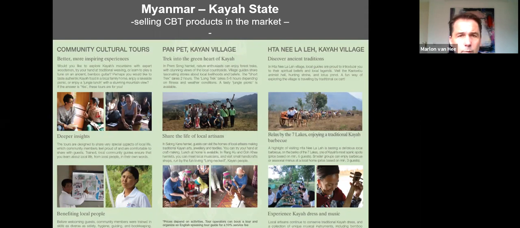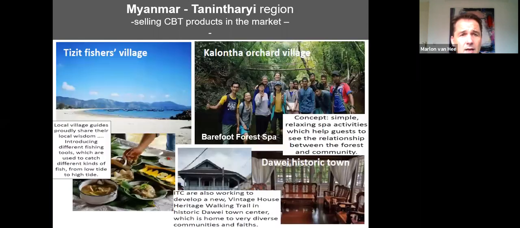After Kayah State, we moved to the southern part of Myanmar, and we are now active in Tanintharyi region, also bordering Thailand. That's a region on the coast, on the Andaman Sea. This is where we now developed different community cultural tourism experiences. For example, in Titit, it's a fisher village. Europeans can walk around with the local fishermen and hear about the stories, how they fish, how they catch the fish, what kind of different fishing techniques they are using to catch the fish, and really have a great local experience.